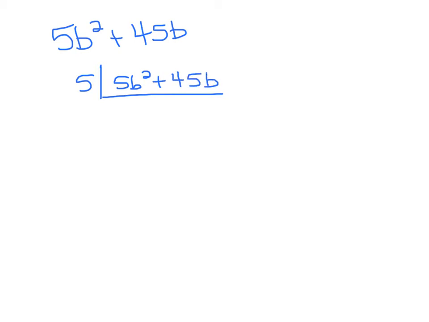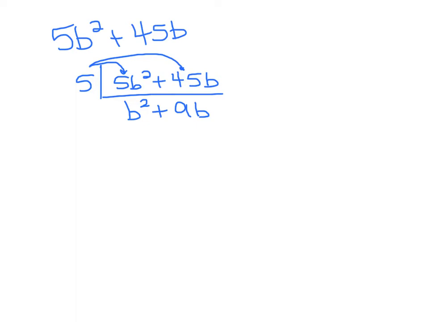Okay, and then underneath you write down what's left. So 5 goes into 5b squared, b squared times. So basically you're just dividing 5b squared by 5. 5 goes into 45b, 9b times. So all I'm doing is taking 45b and dividing it by 5.